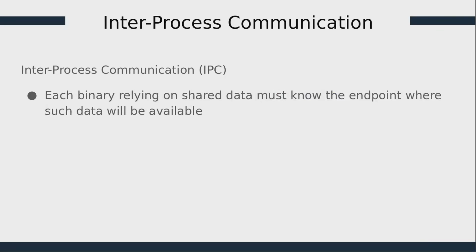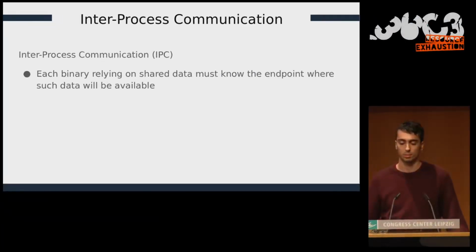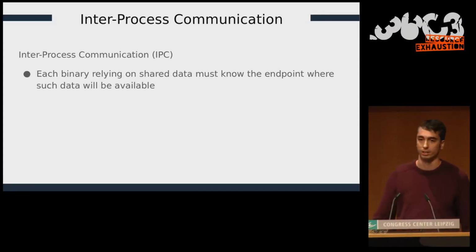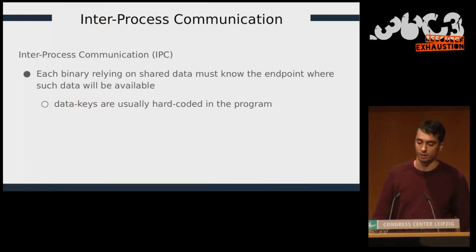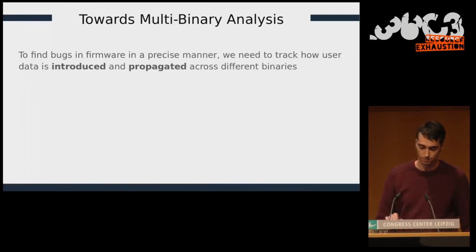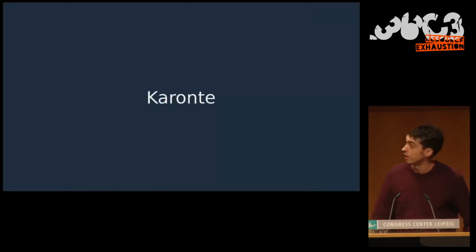Each binary that relies on some shared data must know the endpoint where such data will be available. For instance, again, a file name, or even a socket endpoint, or the environment variable. This means that usually data keys are coded in the program itself, as we saw before. Therefore, to find bugs in firmware in a precise manner, we need to track how user data is introduced and propagated across the different binaries.